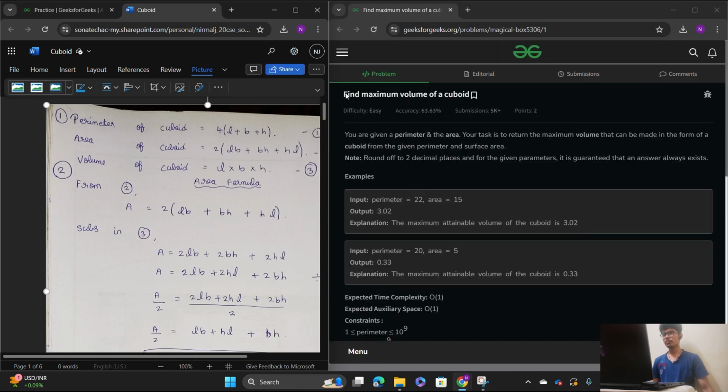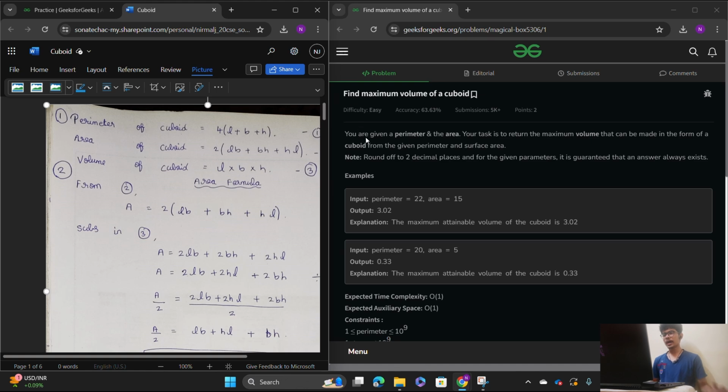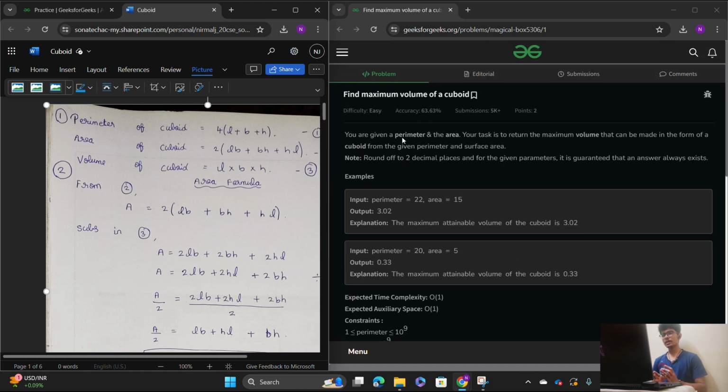Find maximum volume of a cuboid. Initially, they have said that they are going to give one perimeter and area as an input, and from that perimeter and area, we need to return the maximum volume of that formed cuboid.